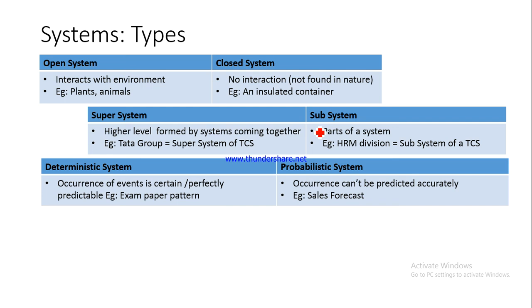On the other hand, there are probabilistic systems where you cannot determine the outcome. You simply cannot predict with 100% accuracy. Your predictions may always go wrong. There is a chance, there is a possibility that your predictions might go wrong, and that is why these kinds of systems are known as probabilistic systems. The sales forecast system, for example. Can you predict the sales with 100% accuracy? You would certainly not be able to do that.